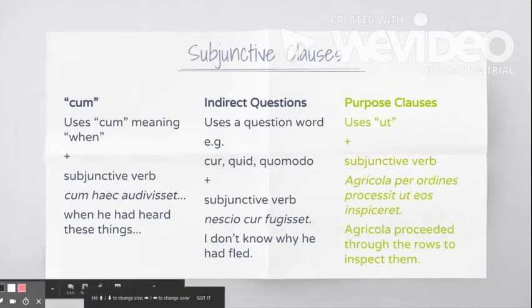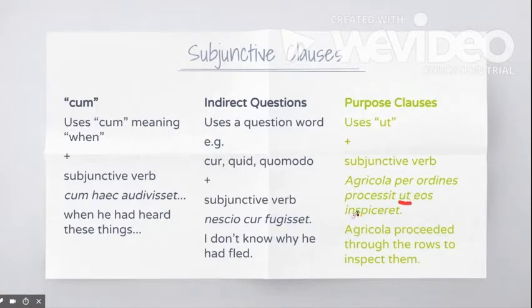You've already seen purpose clauses with ut in the Adventus Agricolae story. Agricola per ordines processit ut eos inspiceret. Inspiceret being your subjunctive verb. It's the imperfect tense because it's the infinitive with a personal ending. And we translated this that Agricola proceeded through the rows to inspect them.